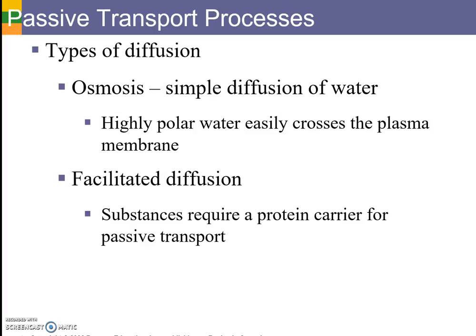A couple of other specific types of diffusion in this passive transport process is first osmosis, which basically means water diffusing through the membrane. And water is highly polar, being charged, and it has the ability to pass through pores in the membrane. The other type of diffusion is facilitated diffusion, and facilitated diffusion means instead of particles just passing easily through the phospholipid bilayer, they actually have to go through proteins that are embedded in that bilayer that act kind of as doorways or act as transport mechanisms that carry the item across the membrane.